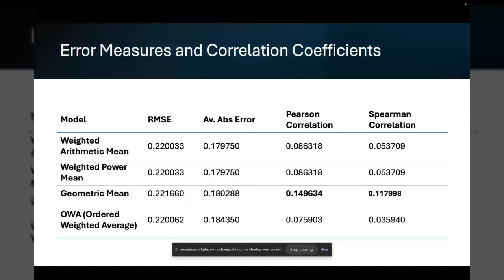with the different models used, the metrics like root mean square error, average absolute error, and correlation coefficients like Pearson and Spearman, we can say that weighted arithmetic mean and power mean with p equal to 0.5 showed the lowest RMSE and average error, whereas the power mean with p equal to 2 had the highest Pearson and Spearman correlations, making it the best choice for capturing variable relationships.